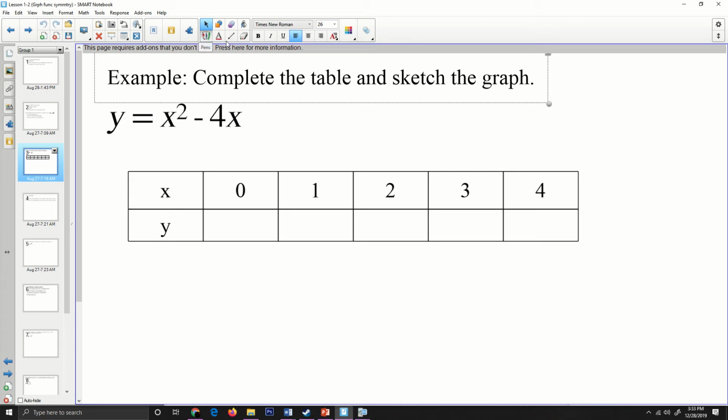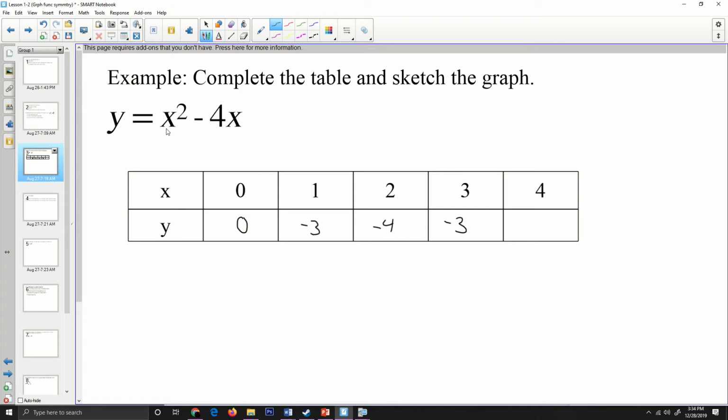clearly, if I use 0, 0 squared is 0, minus 4 times 0, I get 0 minus 0, well, that's just going to be 0. If I plug in 1, 1 squared is 1, minus 4 times 1, I'll get 1 minus 4, and that'll give me negative 3. If I plug in 2, 2 squared is 4, and then 4 times 2 is 8, and so I get 4 minus 8 is negative 4. If I do 3, 3 squared is 9, 3 times 4 is 12, so I get 9 minus 12 will be negative 3.